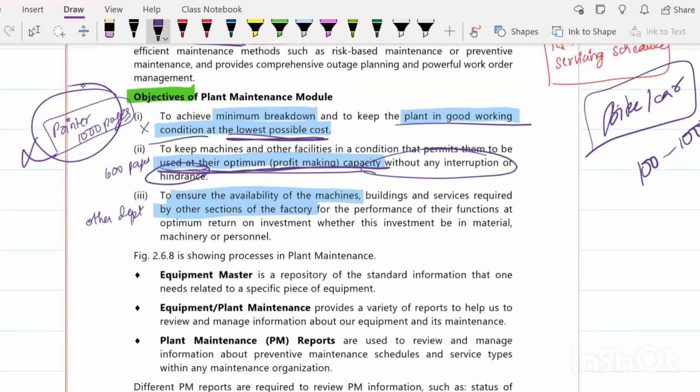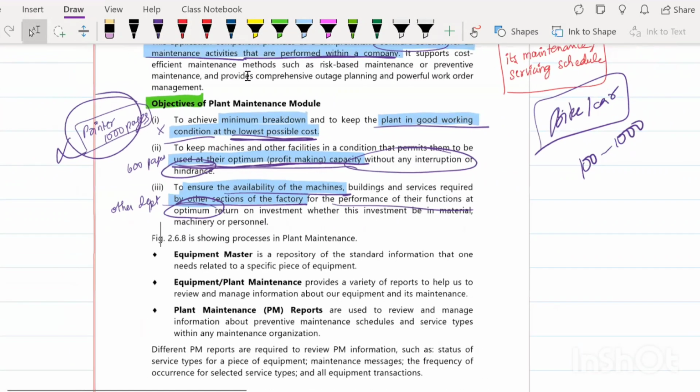Okay. The third objective is that you have to ensure that if a printer is not used in a specific department today, and there is a requirement for a printer in any other department, then those people must be given the printer so that it is at least utilized and does not go to waste for one day. So you have to ensure the availability of machines to other sections of the factory, meaning if they require it for the performance of their functions, then you must give it to them, and that way it will give you optimum return also. So these are the objectives of the plant maintenance module.